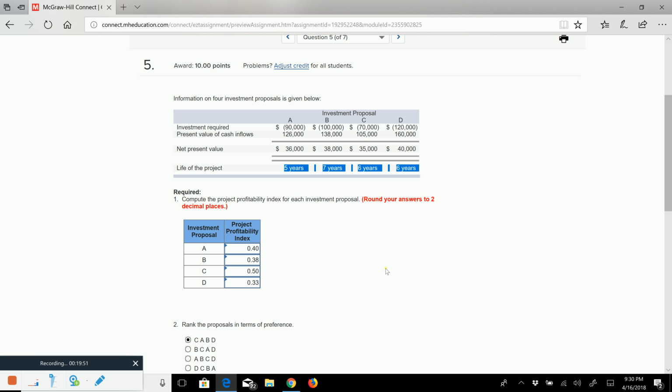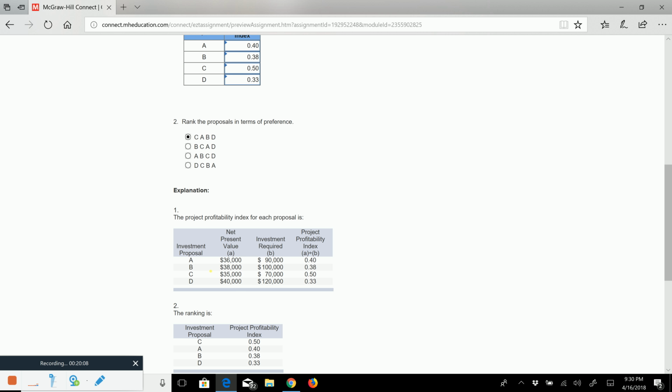And so what we need to do is, instead of ranking the investment proposals based on net present value, we're going to base it off of what's known as project profitability. So how do we calculate project profitability? Well, we're going to take the net present value of the proposal and divide it by the investment required up front. When we do that, what is the best ranking? Well, that's going to be C. This is the best bang for our buck.